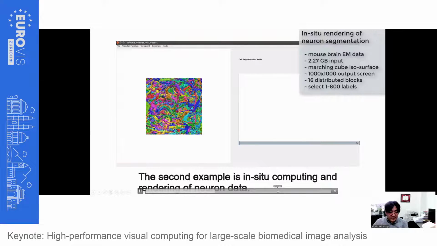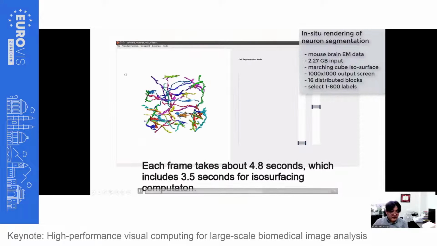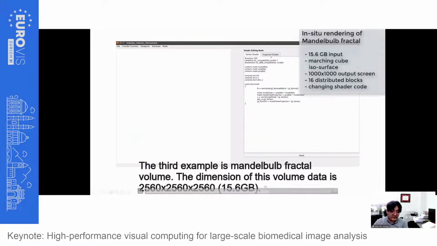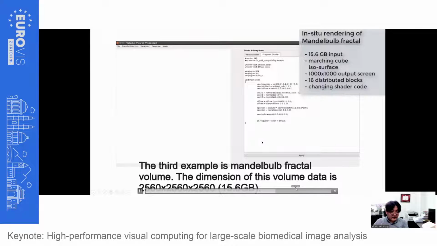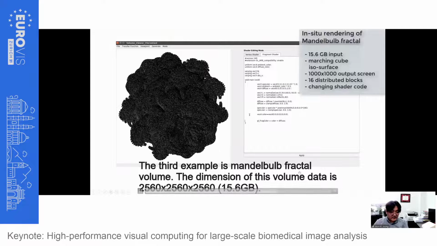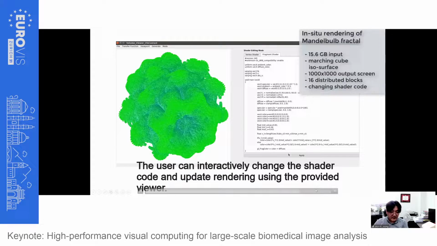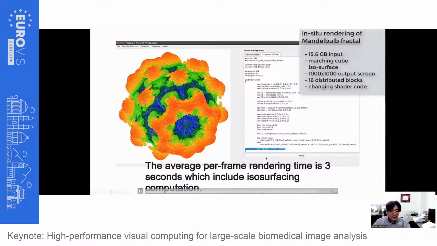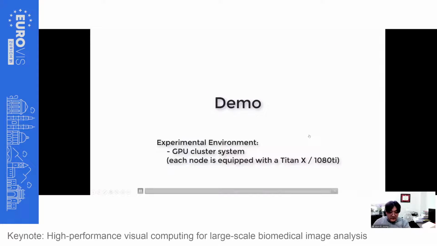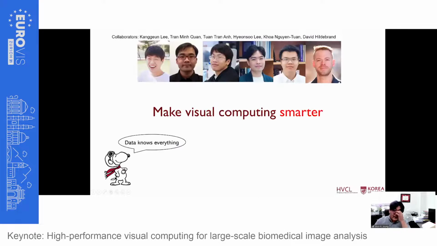Let me skip a case. For example, this is a case where the IFS surface computation and rendering can be done together in an in-situ fashion. And this is a large-scale fractal data set visualized in real time. All right, let me move on to the last topic.